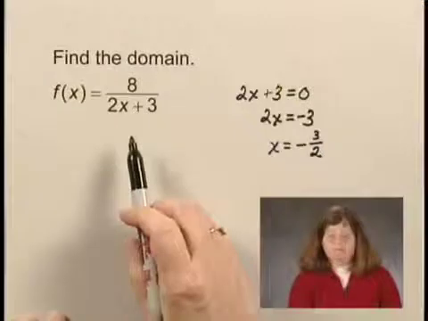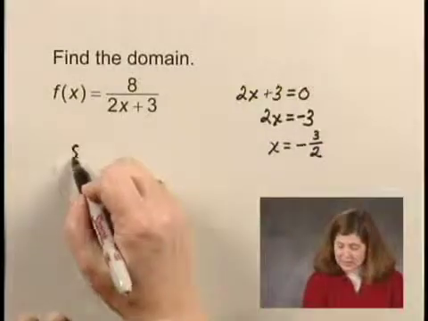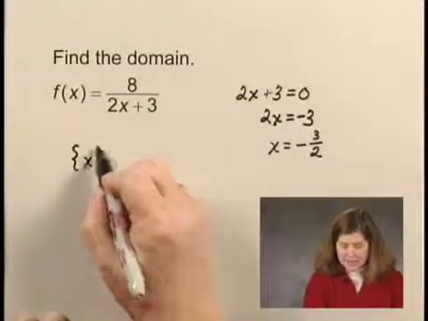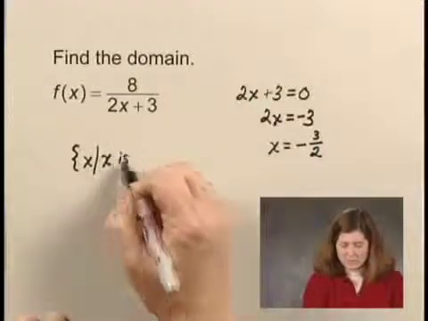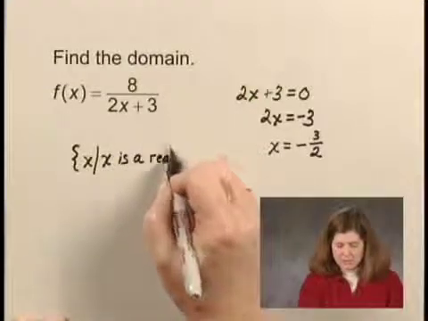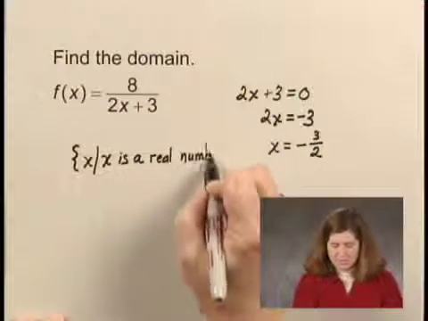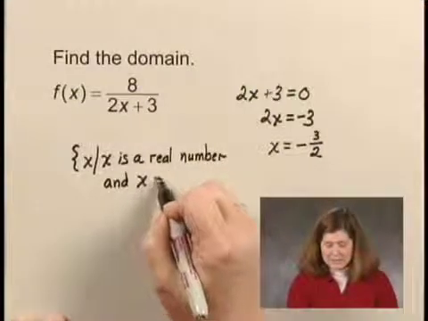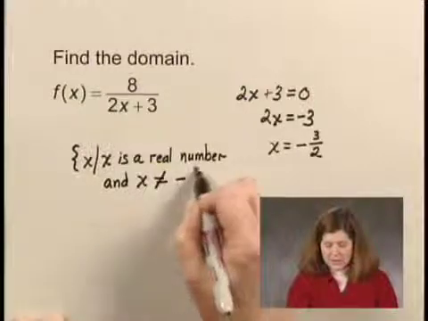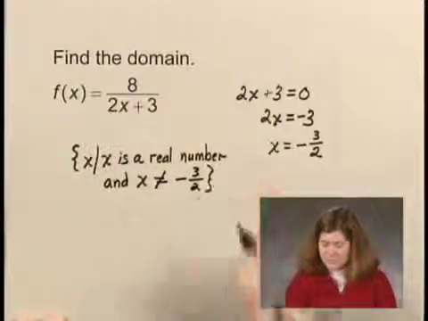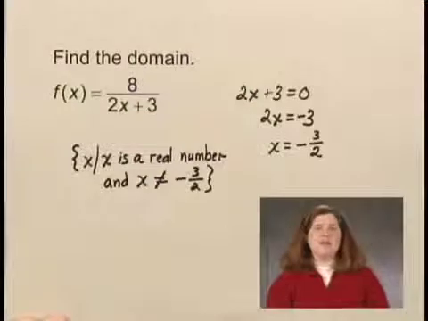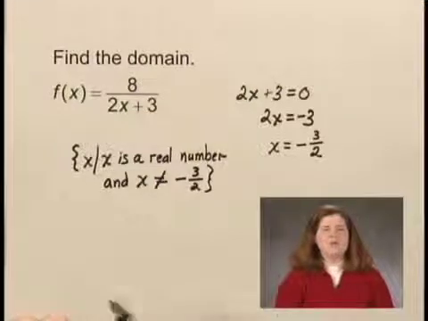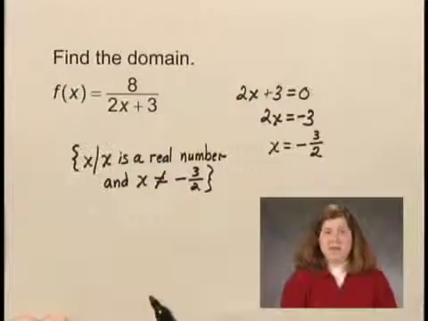So I need to write the domain as a set, the set of all x, such that x is a real number, and x does not equal negative 3/2. Now if you think of this as a number line, this would include the whole number line except negative 3/2.